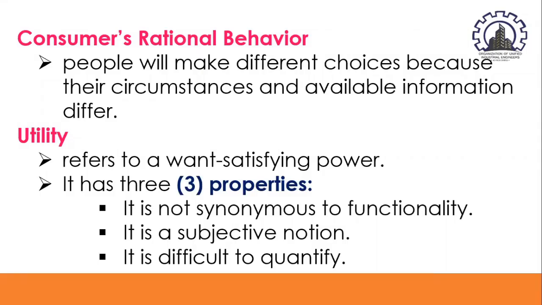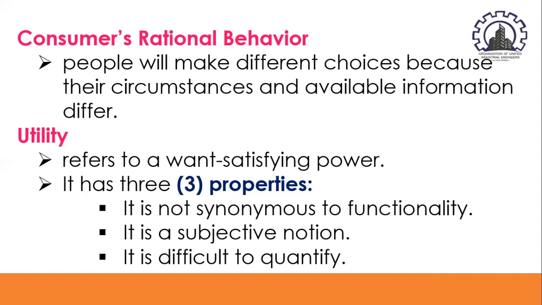So, what is meant by consumers' rational behavior then? If we say consumers' rational behavior, people will make different choices because their circumstances and available information differ. But rational decisions are made in order to achieve the greatest satisfaction or maximum fulfillment of their goals. And therefore, consumers buy to get the greatest benefit or satisfaction from the goods and services that their incomes allow them to buy.